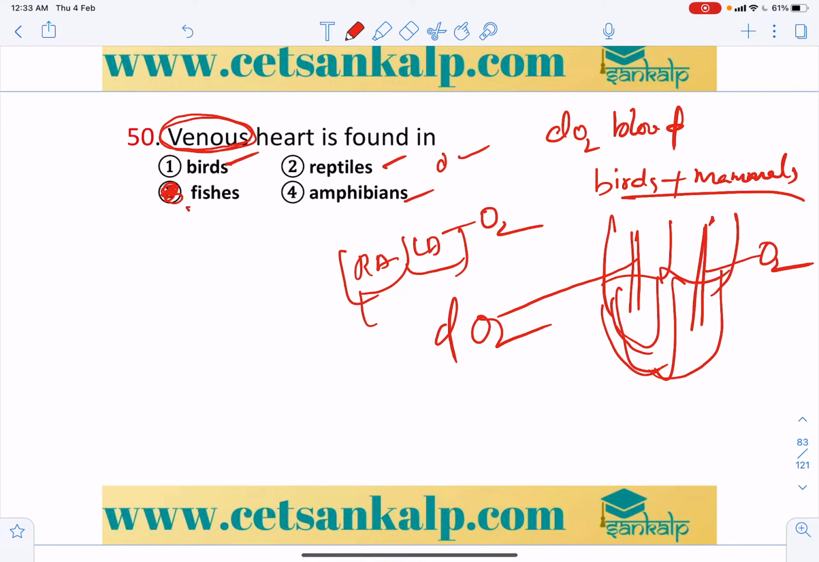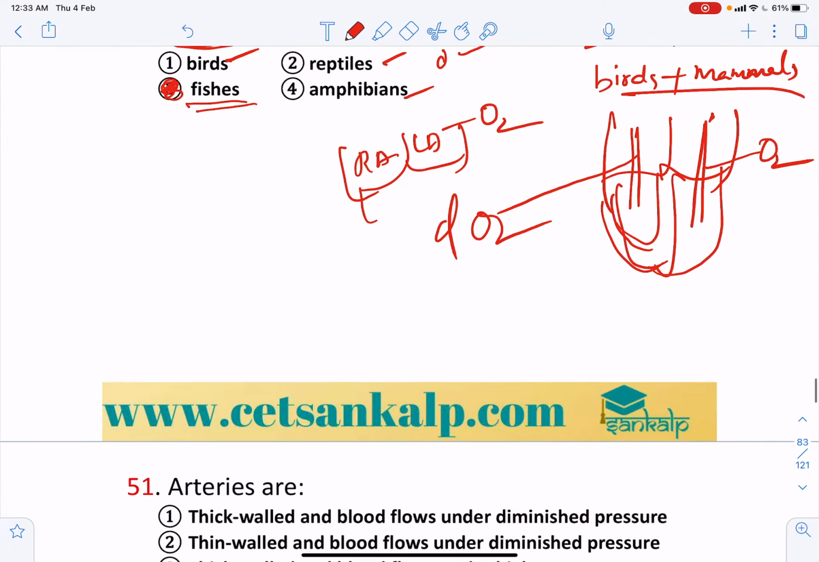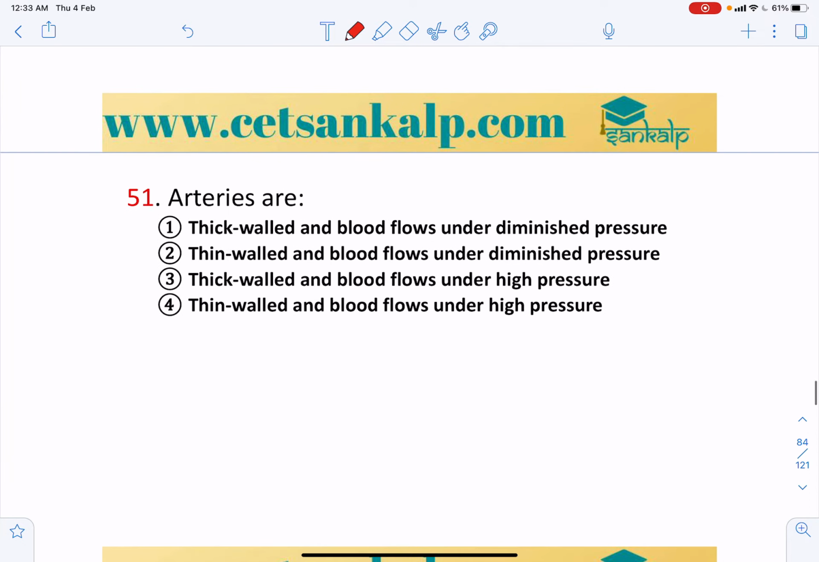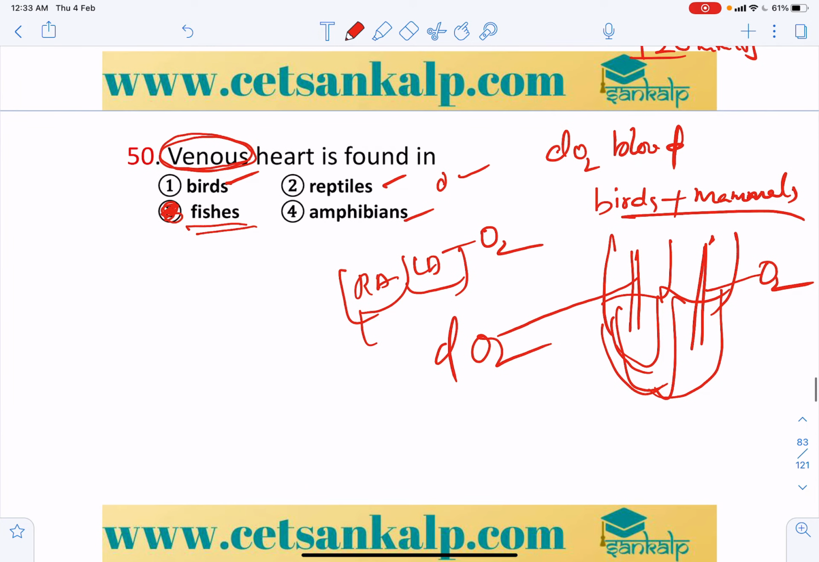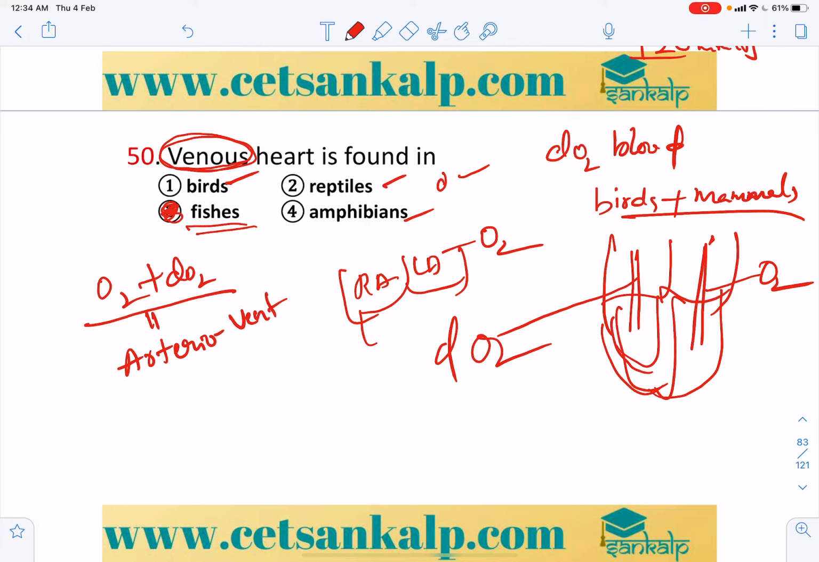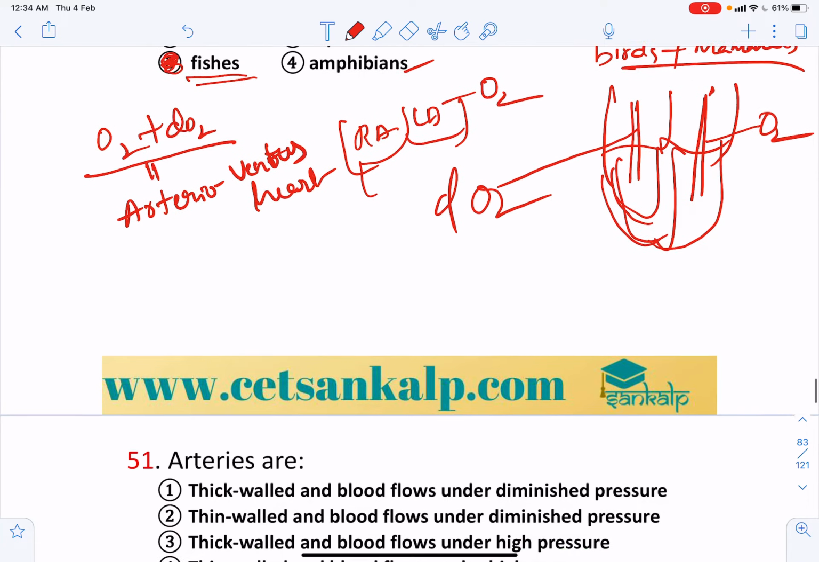Only the blood with carbon dioxide, that is in fishes, right? Next, the heart which receives both oxygenated and deoxygenated blood is called the arteriovenous heart, or you can say the systemic heart.